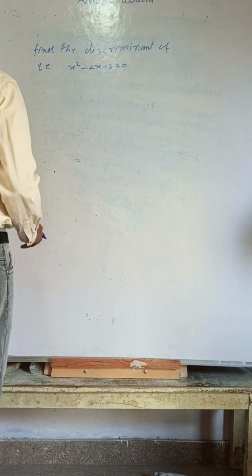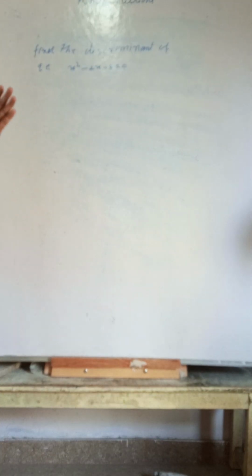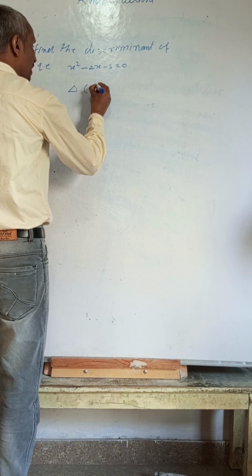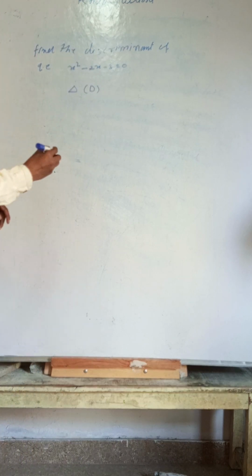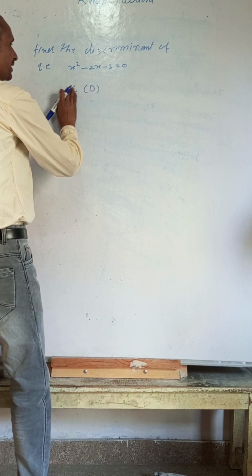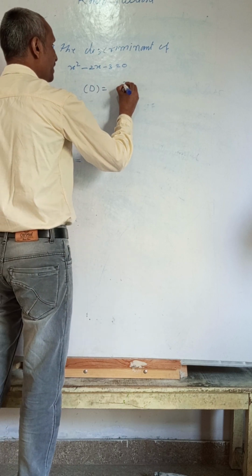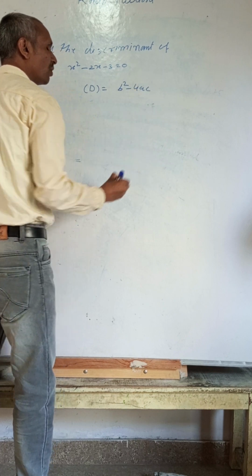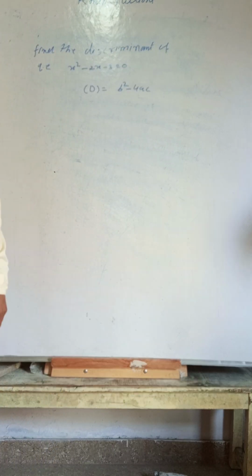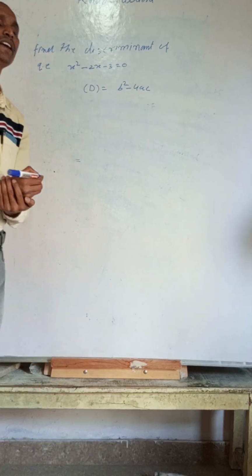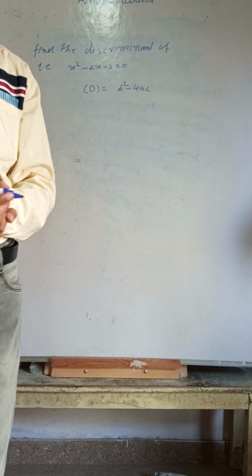Discriminant means what? It is given by delta, or you can call it capital D. You can write delta also, you can write D also. So you know that the discriminant of the quadratic equation is given by b square minus 4ac. This is the formula for the discriminant, b square minus 4ac.